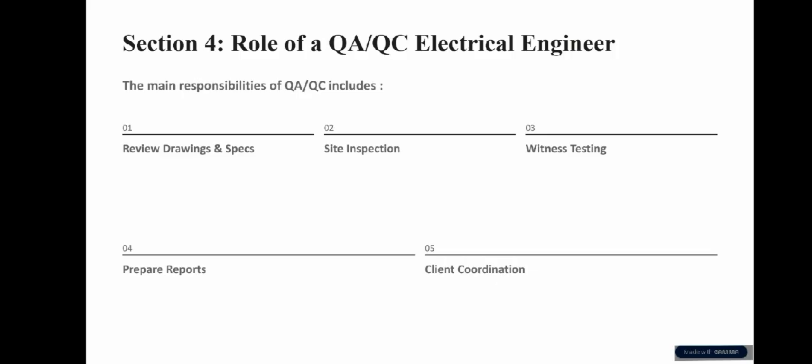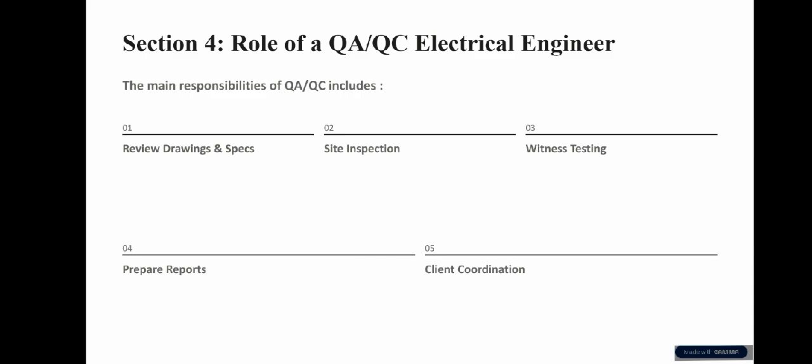So the main responsibilities of QA/QC include, number first, review drawings and specifications. This means thoroughly examine engineering drawings, technical specifications, and project documents to ensure clarity and compliance. Number second is site inspection. So this role is about to conduct regular on-site inspections of electrical installations, verifying adherence to design and quality standards.